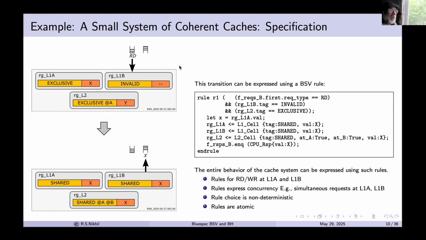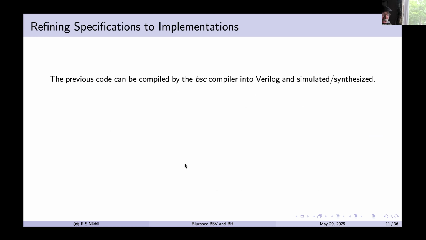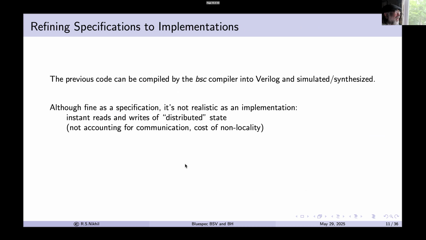You can imagine writing a bunch of properties like that, and you can ask for every such rule, if this state was correct before this rule, does it remain correct after the rule? And in that way, you can prove the overall correctness of your protocol at this level with rules at this level. So this code, as written, it's a little stylized to fit on a slide and make it clear, but I can compile this with the BSC compiler into Verilog and simulate and synthesize an entire system like this.